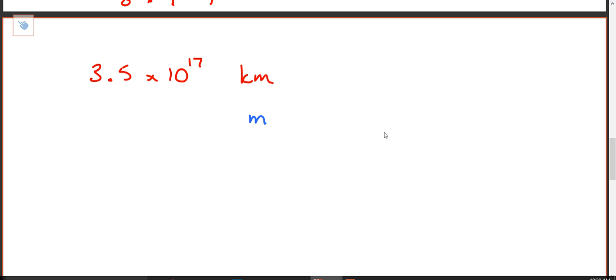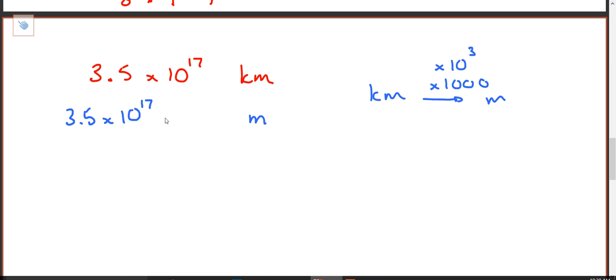Explain. Well, when you're changing kilometres to metres, you know that you're timesing by 1,000, which is basically timesing by 10 to the power of 3. So you'll do that times 10 to the power of 3, which is 3.5 times 10 to the power of 20. Okay, so we've got 3.5 times 10 to the power of 20 metres. So, like, times it by 10, 17 times, okay, all right.